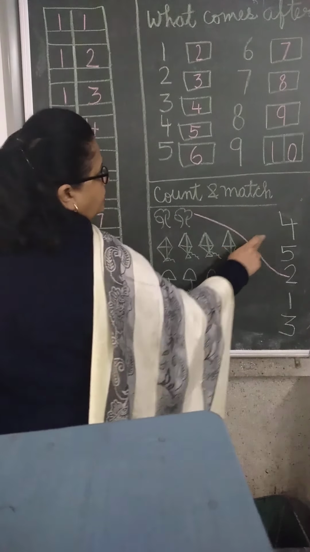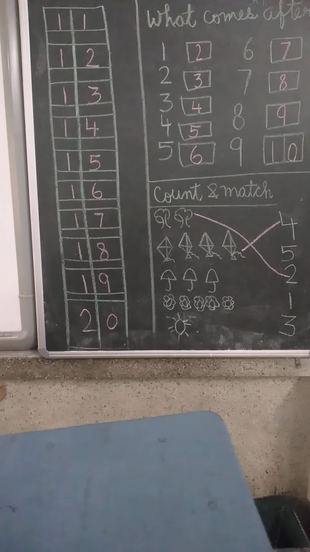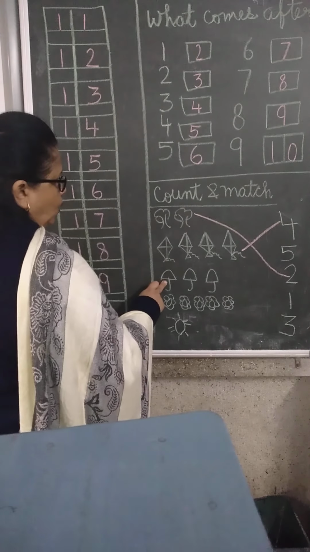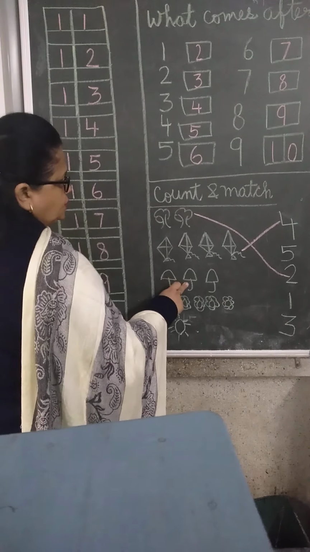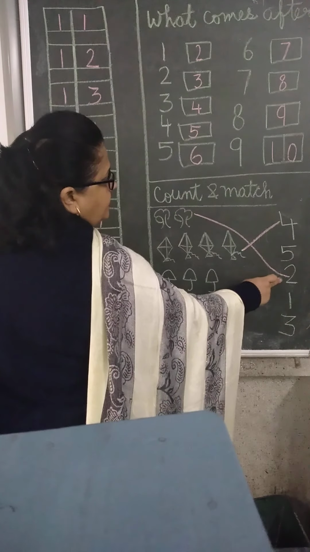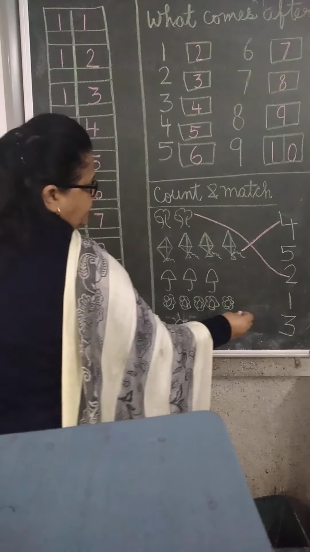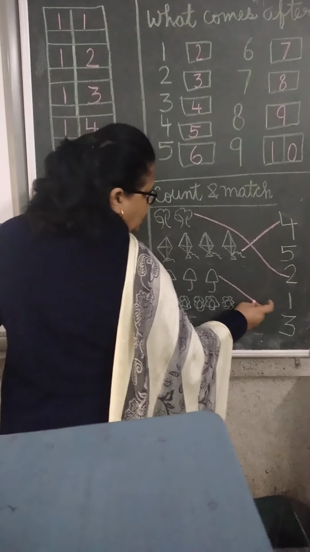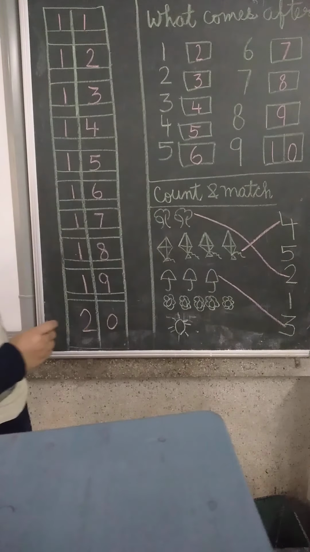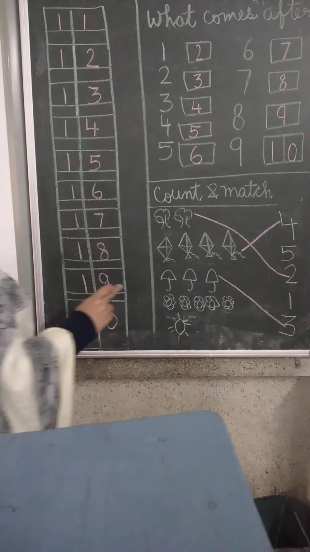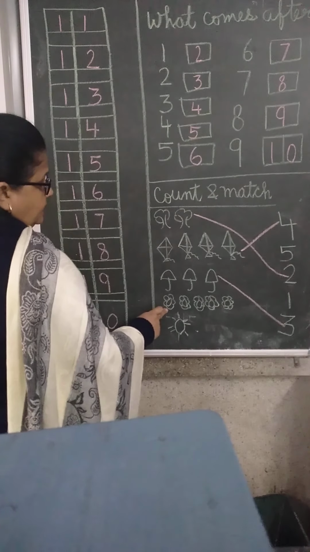1, 2, 3, 4. Search here. This is 4. Match with the kite. Umbrella. 1, 2, 3. This is 3? No. This is 3? No. This is 3? No. This is 3? No. This is 3? Yes. So, we have to match here. Fly.